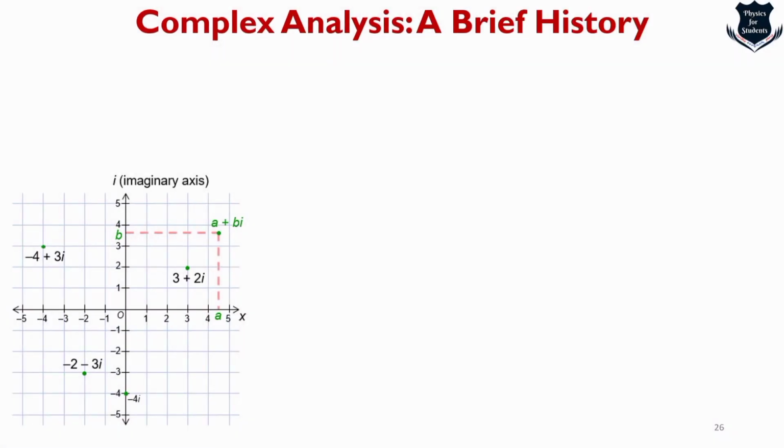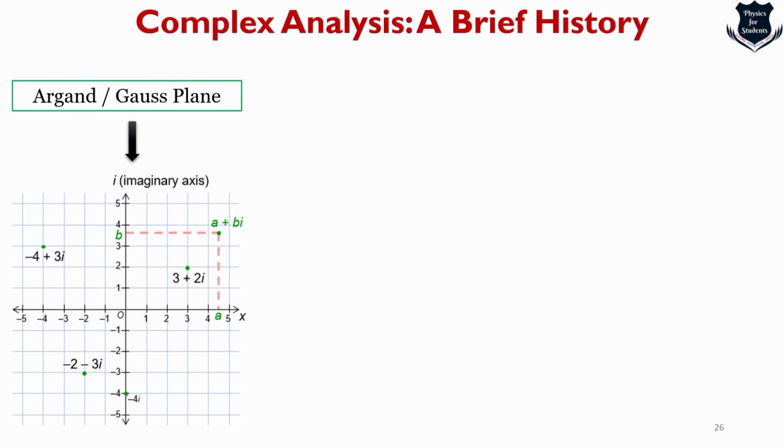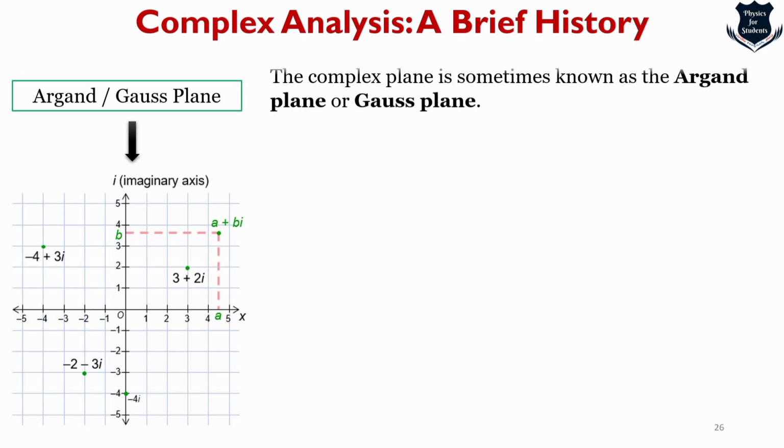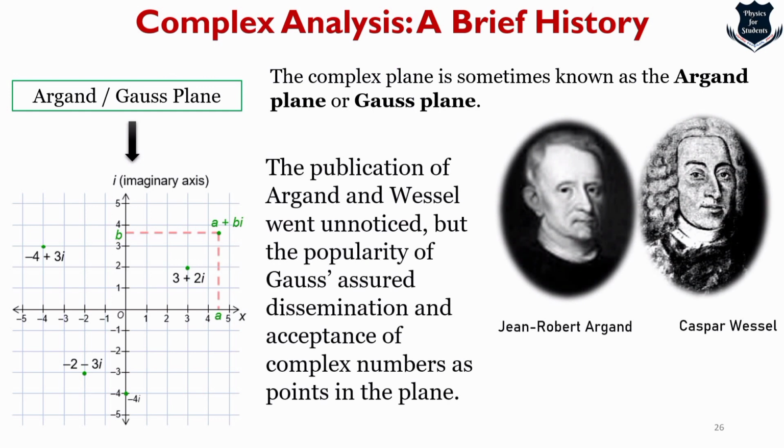As you see, this is a simple, very elementary XY axis, and this is what is called the Argand plane, which was later named the Argand-Gauss plane. The complex plane is called the Argand plane or Gauss plane. But remember that the publications of Argand and Wessel went unnoticed because of the dominant figure of the Prince of Mathematics, Karl Gauss. But the popularity of Gauss assured the dissemination and acceptance of complex numbers as points in the complex plane.